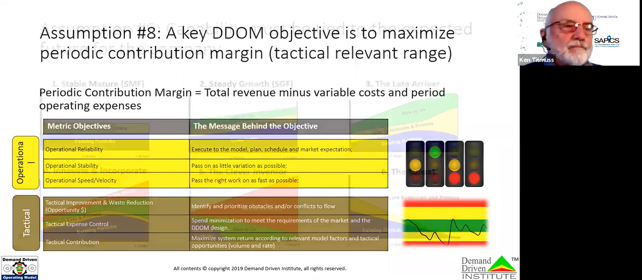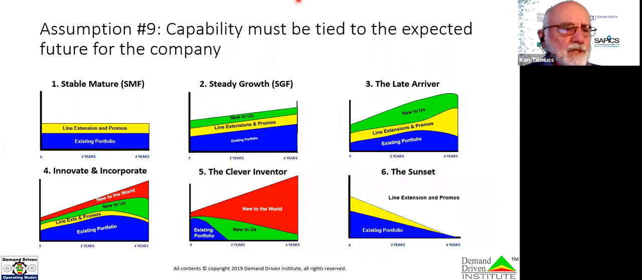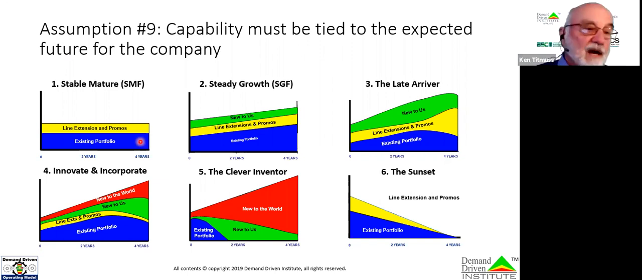So we also need to, assumption number 9 is capability must be tied to the expected future of the company. And there are 6 different types of companies here. You might be interested to have a look at these and determine where you might be here. Are you stable and mature, where you've got an existing portfolio that's just been going on for years, it doesn't grow, doesn't die, you've got a few line extensions?